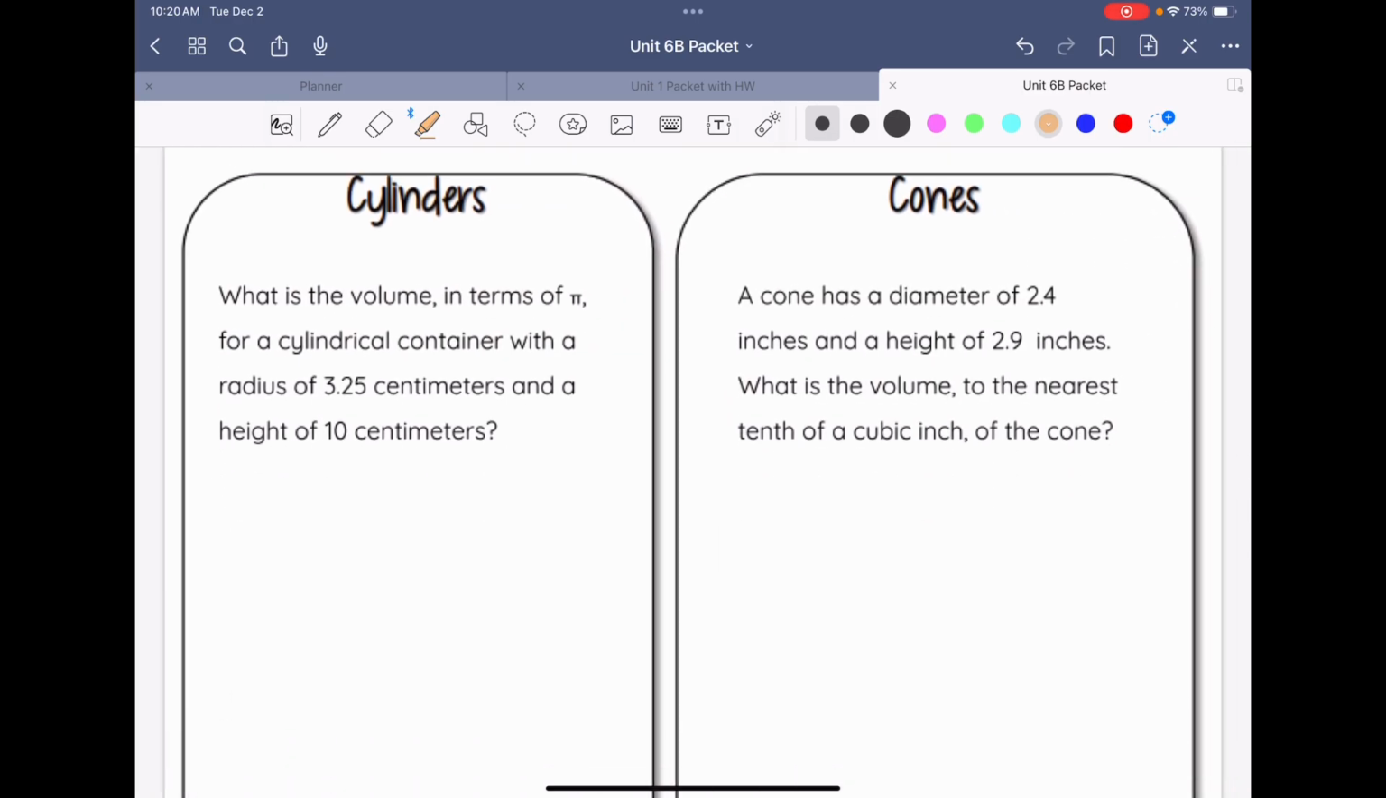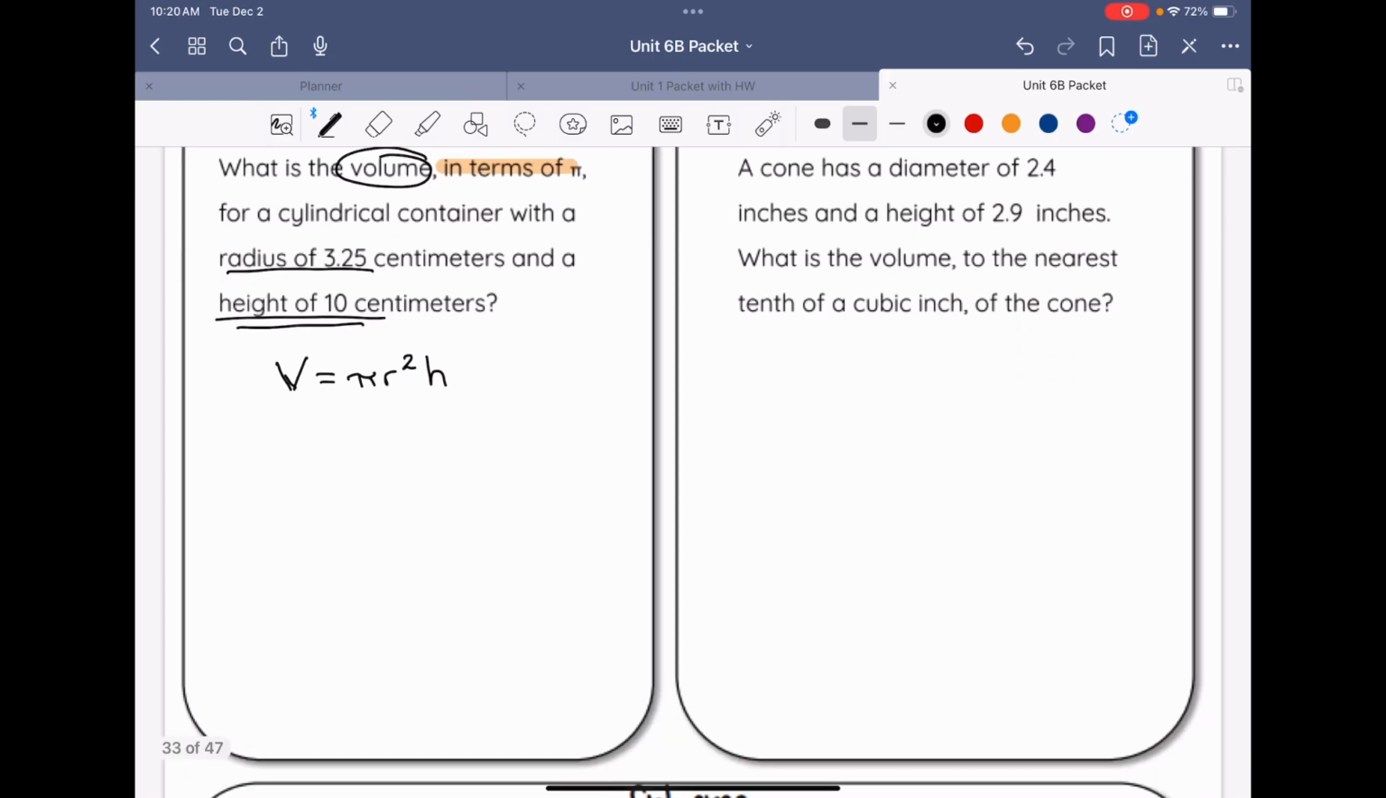So the first one says, what is the volume in terms of pi? There are rounding directions. For a cylindrical container with a radius of 3.25 centimeters and a height of 10 centimeters. So we have a radius and a height of 10. We are finding the volume, and our volume formula is pi r squared h. I'm going to let you go ahead, plug those in, see what you get. When you're all set, unpause the video and check your work. Make sure you're doing it in terms of pi. Go ahead.